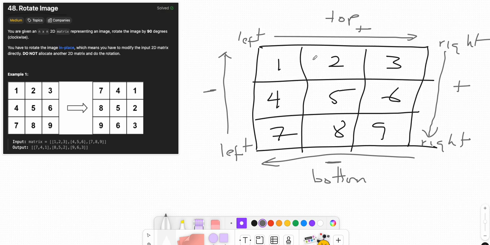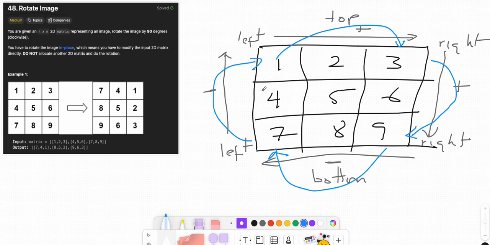Another thing I see is that you rotate 90 degrees. Top left moves to top right. Top right moves to bottom right. Bottom right moves to bottom left. Bottom left moves to top left. Then you move again.